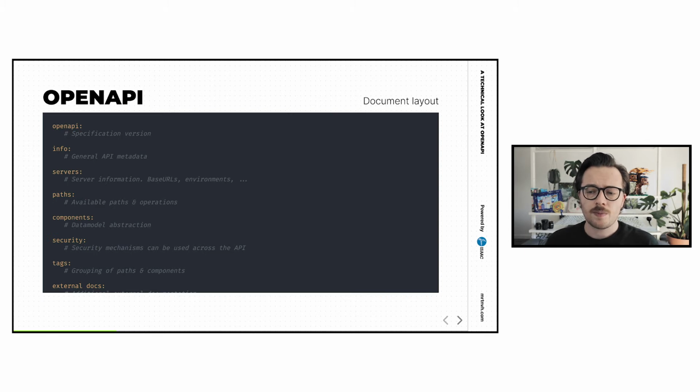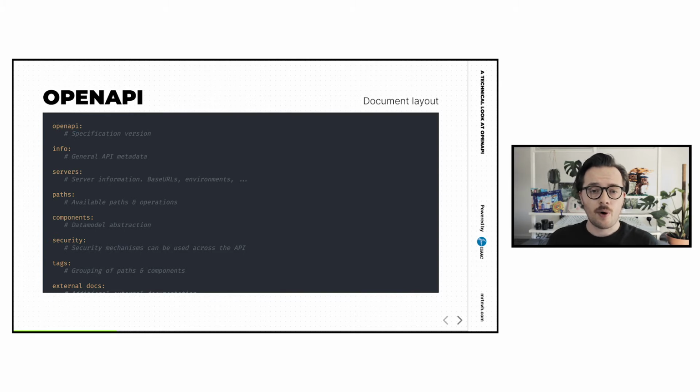We can then specify some servers. Maybe you have multiple environments you're exposing, a test, staging, production. You can state the base URLs of each environment here. Then we can state our paths, so our URLs and our operations. We'll look into that a little bit further down the road.